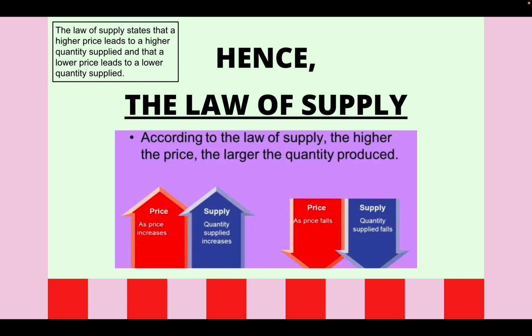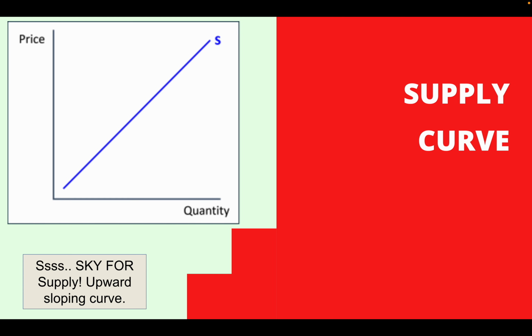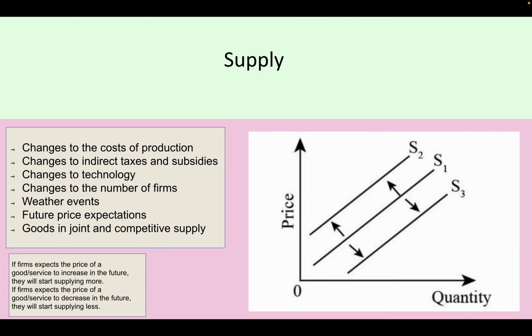So if a firm can sell chicken nuggets for much higher, they want to provide more. That's basically the idea. So the law of supply: as the price of a good or service increases, the quantity of goods or services that suppliers offer will increase, and vice versa. So the sky for supply is an upward sloping curve. Of course, supply also has a price determinant, a movement along the curve, but I'm not going to explain that here because I'm pretty sure you already know the general idea of how that works with the supply curve if you understand the law of supply.